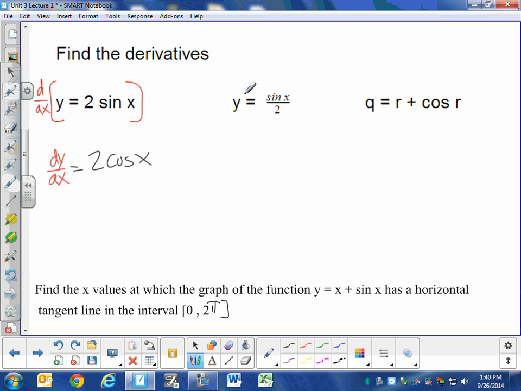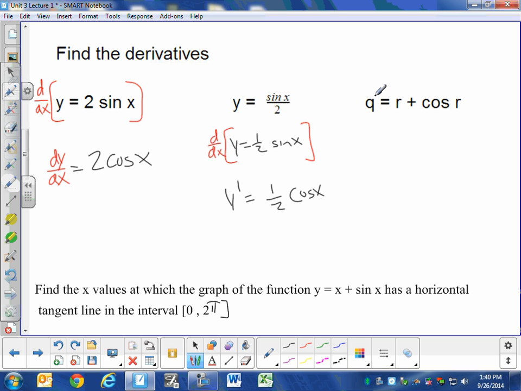Now if I have y equals sine x over 2, well, I would probably rewrite this as 1/2 times sine x, and then take the derivative with respect to x of that. I could either write it as y prime, or dy dx. Leave the constant, derivative of sine, cos.